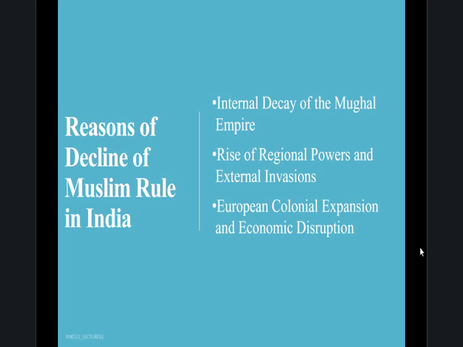aristocracy and Muslim artisans. The imposition of new land revenue systems, the decline of indigenous industries due to competition from British manufactured goods, and the overall exploitation of resources led to widespread impoverishment and disempowerment, particularly affecting the Muslim elite who had historically benefited from state patronage and land grants.